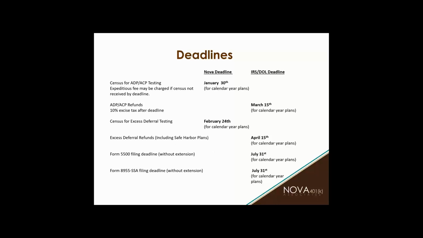And then the IRS and Department of Labor deadline is July 31st for Form 5500 or 8955 SSA. Those are without extension. If we do have to extend because we do not have all of the information needed to complete it timely, we will do that and there will be a charge on that.